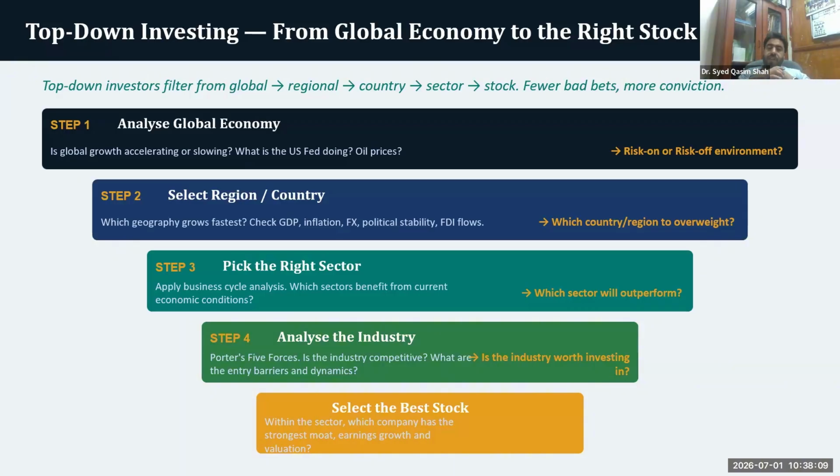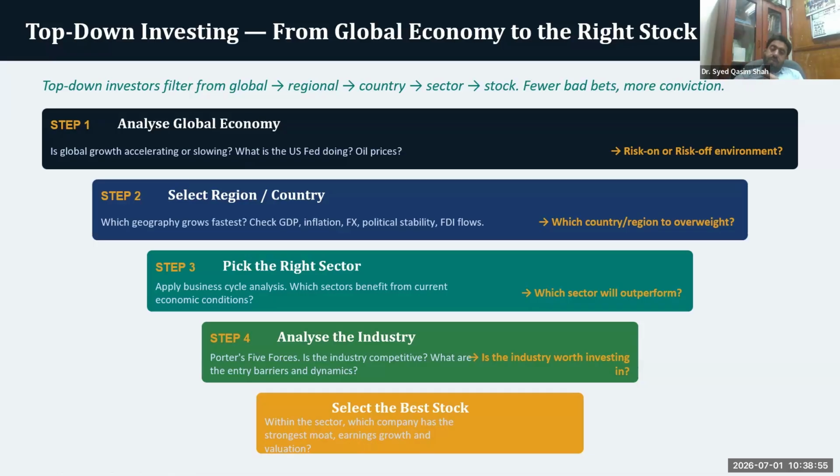If the sector is done, now we need to analyze the industry. Industry analysis is very important, where we use Porter's five forces model, which we will talk about, to find which industry has a competitive edge, which industry is worth investing in, entry barriers and dynamics. So industry-specific analysis is done. Once your industry analysis is done, you select the best stock within the sector: which company has the strongest profits, earnings, and valuation.